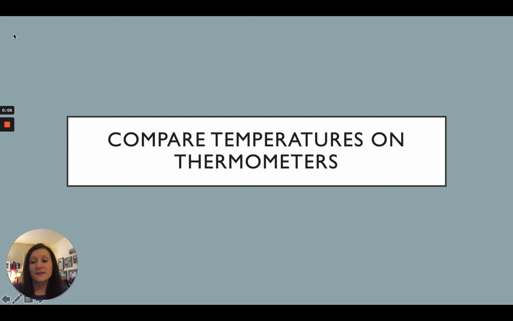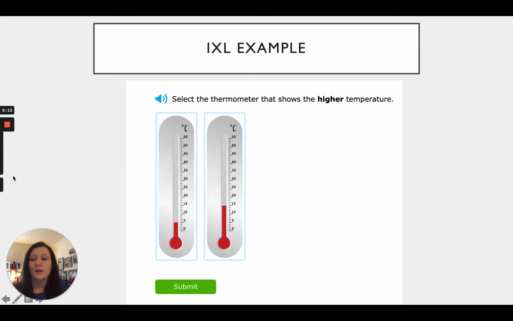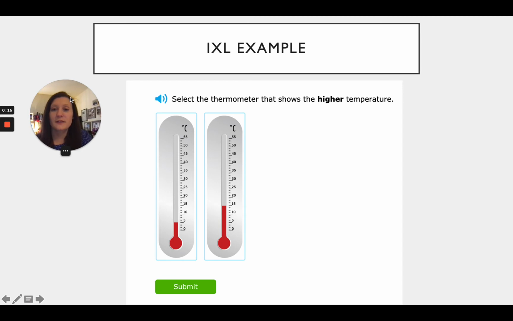Today for science, we are going to be looking at comparing temperatures on two thermometers. All right, so let's look at some IXL examples here. It is asking us to select the thermometer that shows the higher temperature.